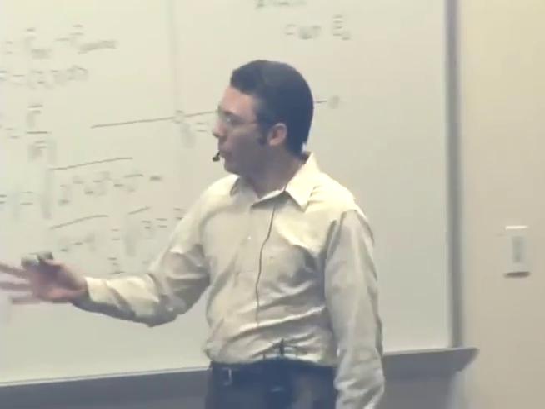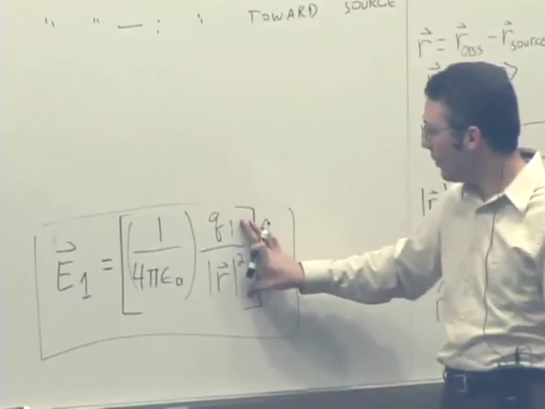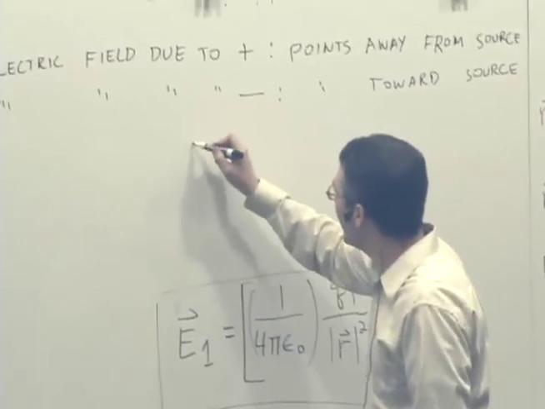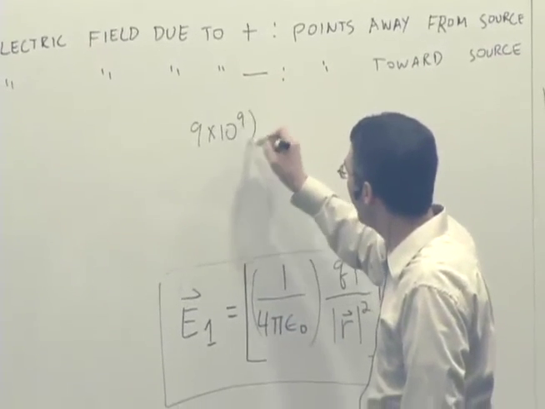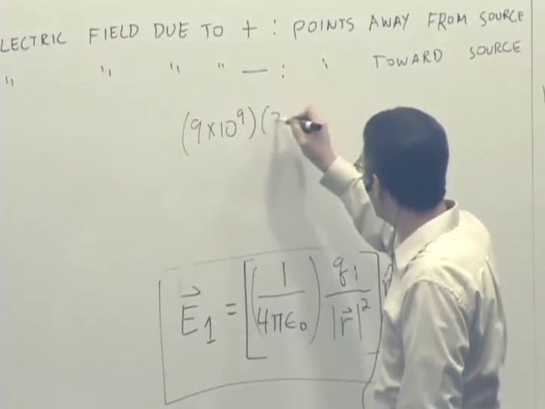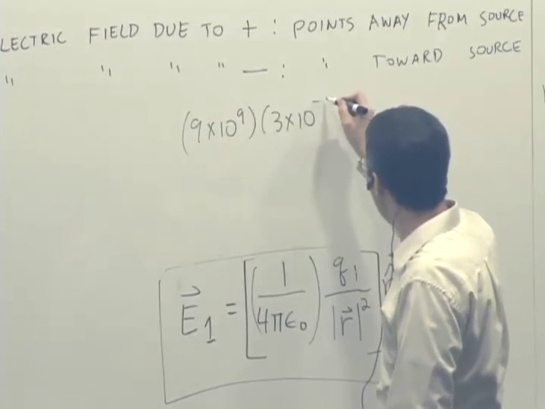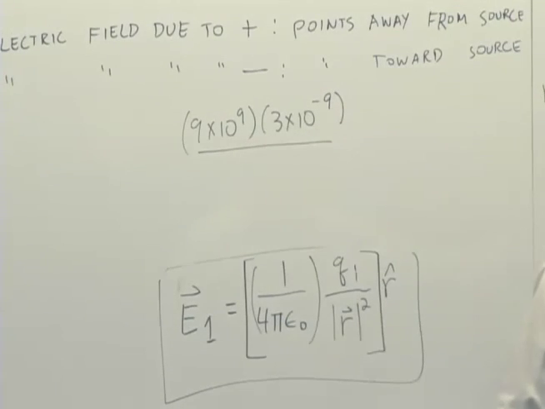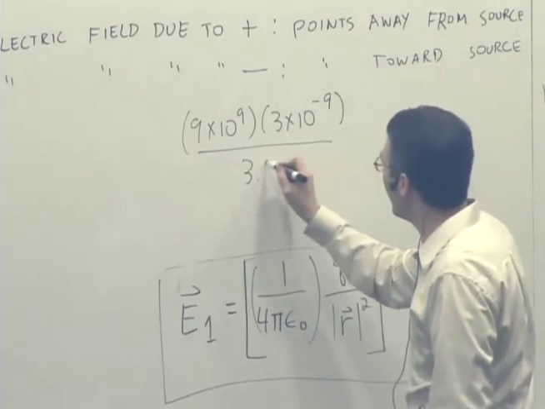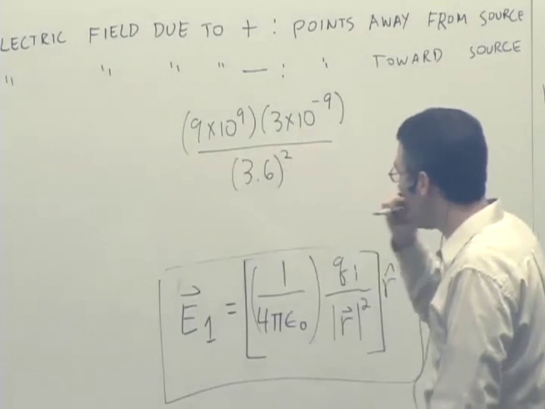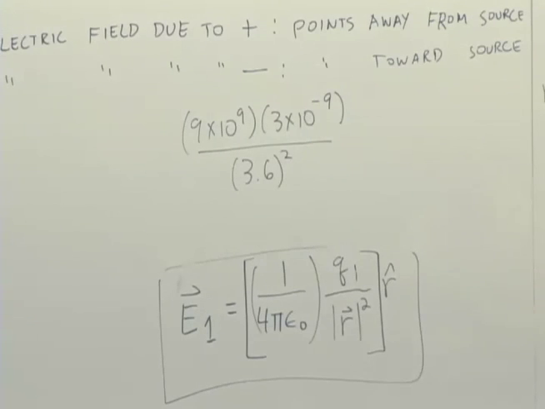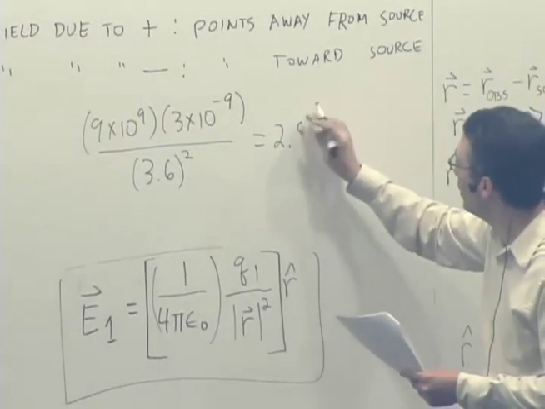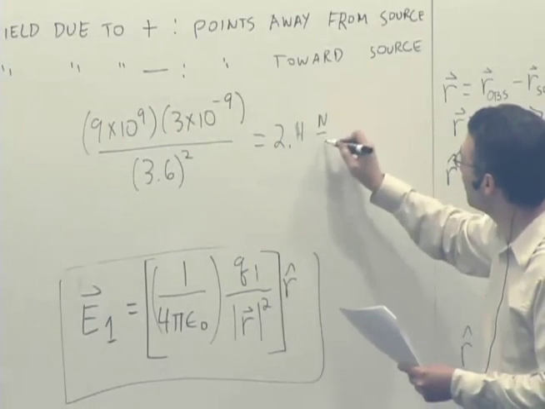Next, we've got the R hat, so now what we have to do is just find this scalar part. The scalar part is 9 times 10 to the 9th times 3 times 10 to the minus 9 divided by 3.6 squared, which is going to give us back 13. Okay, and that works out to something. I think it works out to about 2 or 2.1 newtons per coulomb.